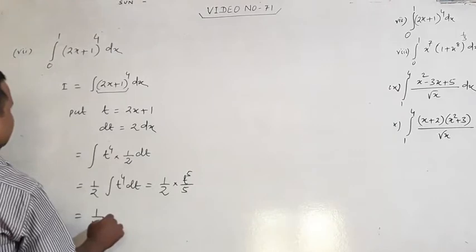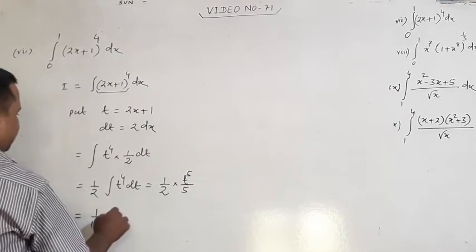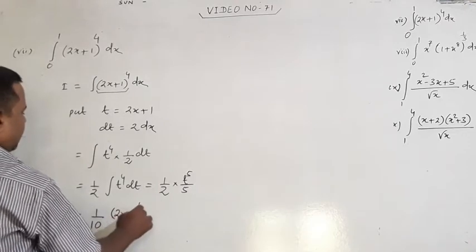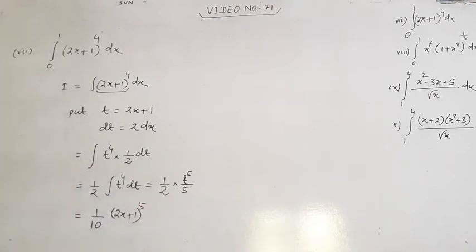So finally its result is 1 by 10 t to the power 5. t to the power 5 means (2x plus 1) to the power 5. Here there is no need to write c.